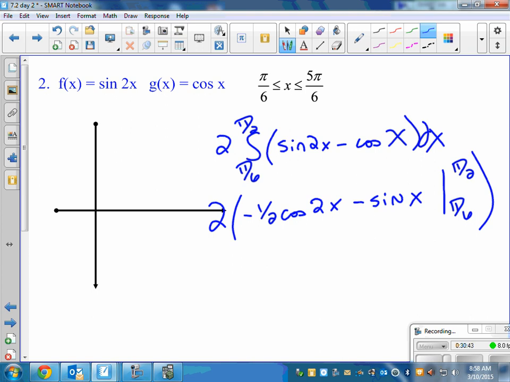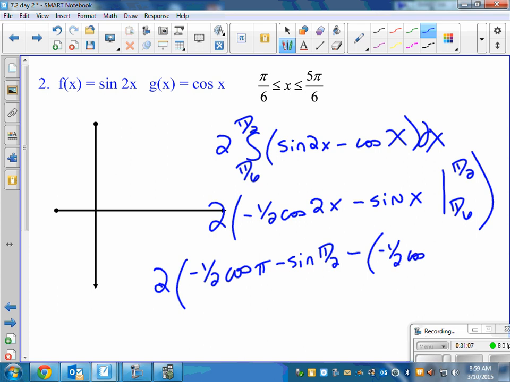Alright. So if this said show analytically, I would want to see some work here. So I'm going to say negative 1/2. And I'm going to go ahead and put, when I take 2 times pi halves, do you agree that that just becomes pi? Minus sine of pi halves, minus negative 1/2 cosine of 2 times pi/6, which is pi thirds, minus sine of pi/6.